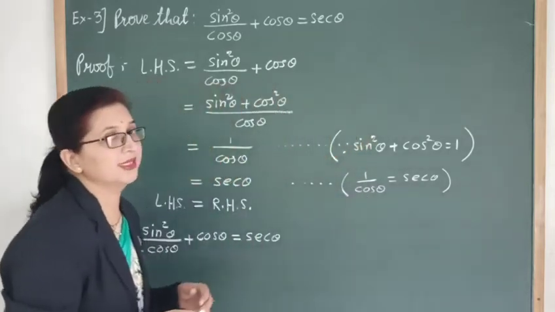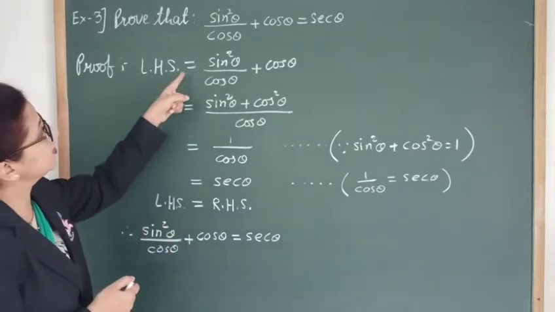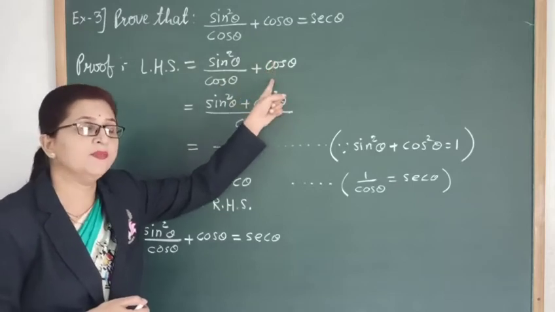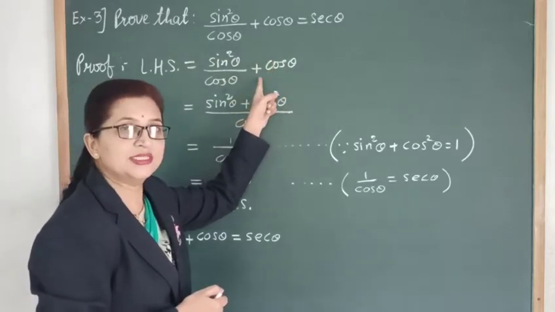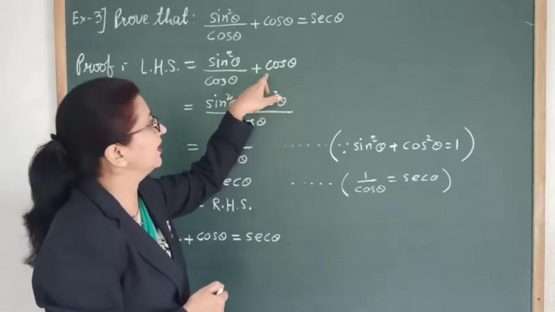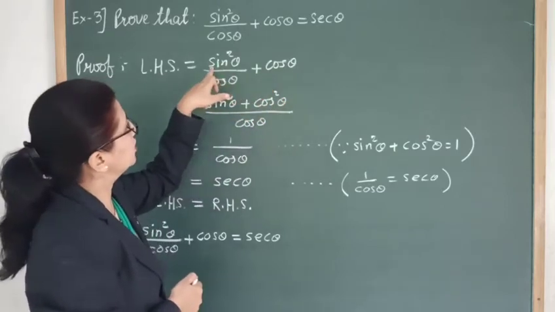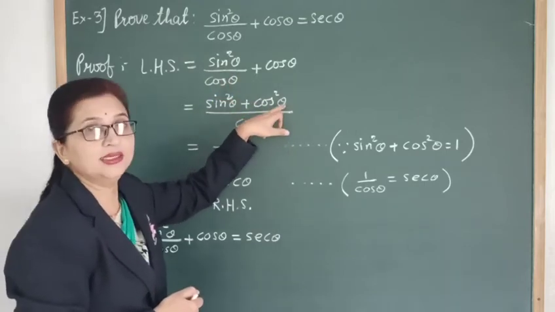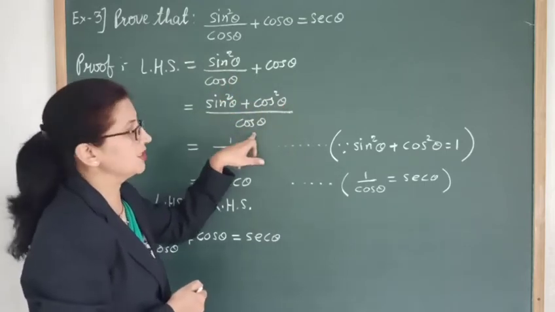Okay, so let's take the LHS. So LHS is equal to sin square theta upon cos theta plus cos theta. Okay, now here addition is there but the denominators are not same. Okay, so let's make the denominators same. So sin square theta plus cos theta into cos theta, that is cos square theta, upon cos theta.